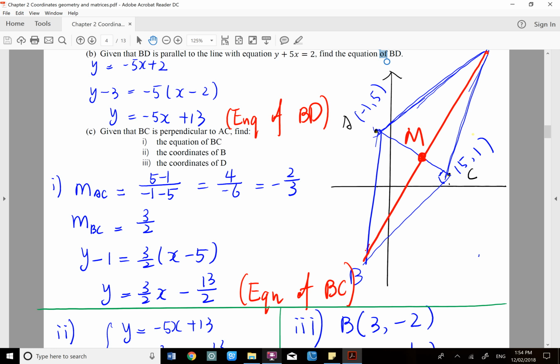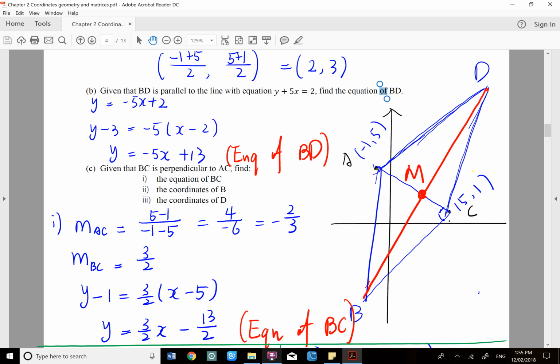And C says, given BC is perpendicular to AC. Where's your BC? B must be here and C must be there, because it says anticlockwise, A, B, C, D, in that order. So your B must be here, D must be there. If you sketch it in the Cartesian plane, you can see B must be here.